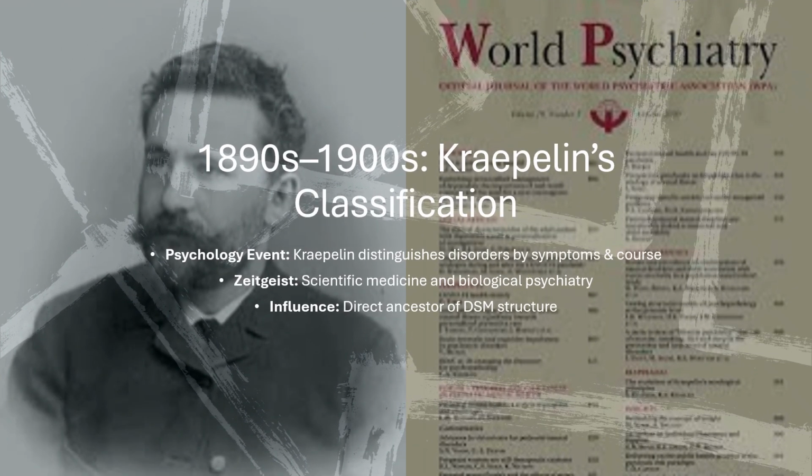Emil Kraepelin revolutionized diagnosis by grouping disorders based on symptoms, onset, and course. His work marked a major shift toward scientific classification and directly influenced the structure of the DSM today. Kraepelin's approach became the backbone of modern diagnostic systems.